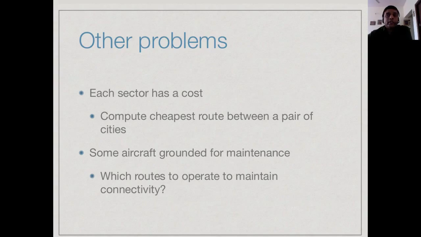Suppose, as we would expect, each sector on this network has a cost. As a passenger, the cost would be the price of the ticket. So if you're trying to compute the best way to go from A to B, your motivation might be to choose the cheapest route in terms of the ticket cost. Of course, cost is not only money, cost could be time as well. You might also want the quickest route from A to B, the one which involves the least waiting. So it depends on what your priority is.